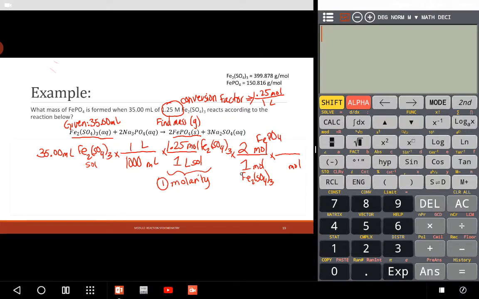Remember, stoichiometry is as easy as 1, 2, 3. So I need to get out of moles. Moles, and I'm asked to find grams. So that's not going to be a molarity. That's going to be a molar mass, because grams per mole are the units of molar mass. So I see up here, the molar mass has been calculated for me. And so that's going to be the 150.816 number.